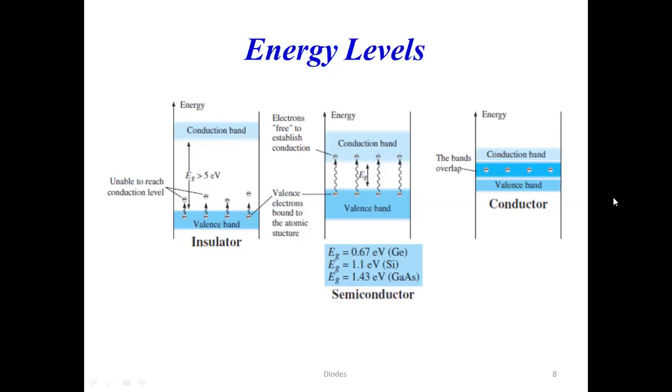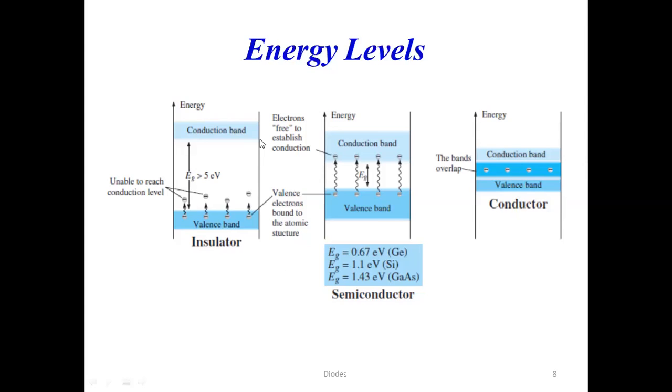Whereas if you see a conductor, in this conductor the conduction band and valence band overlap each other. So in the conductor structure, the electrons which are present in the valence band are also available in the conduction band. Those electrons are freely available for conduction. And hence, materials like copper, silver, aluminum are very good conductors of electricity.